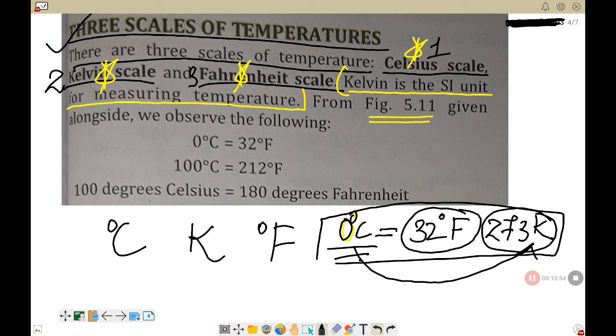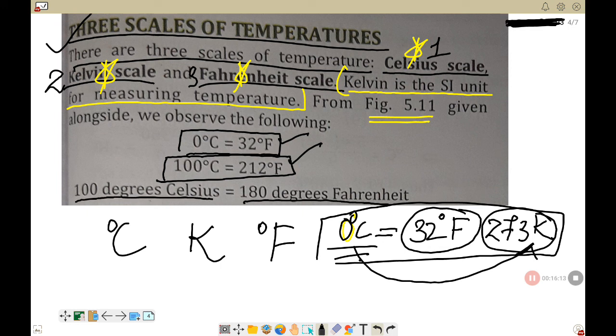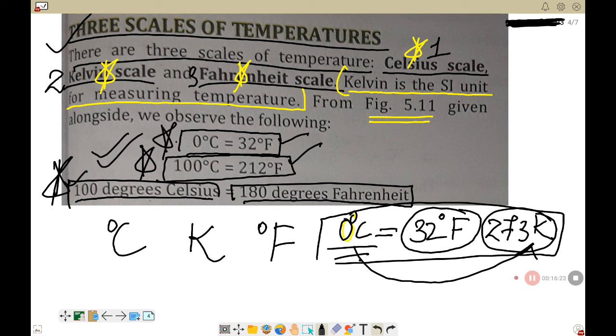Okay, so please underline here: 0 degree Celsius is 32 degree Fahrenheit. Similarly, your 100 degree Celsius on Fahrenheit scale will be 212 degree Fahrenheit. So 100 degree Celsius equals 180 degree Fahrenheit difference. Understand? So please take a note of this. Okay, learn this. If you get confused here, please ask me.